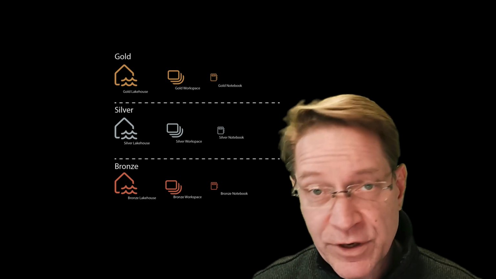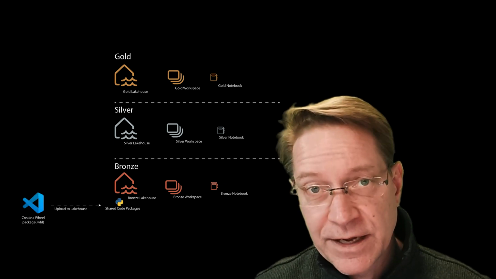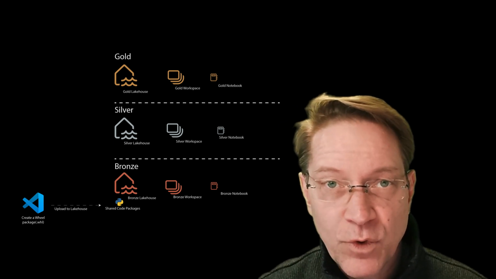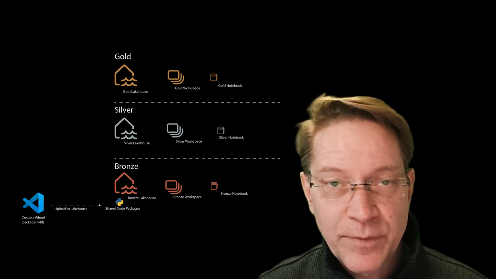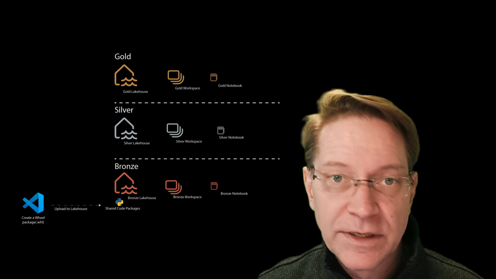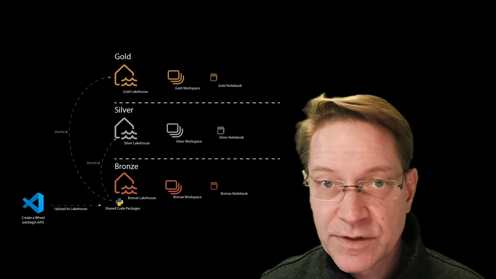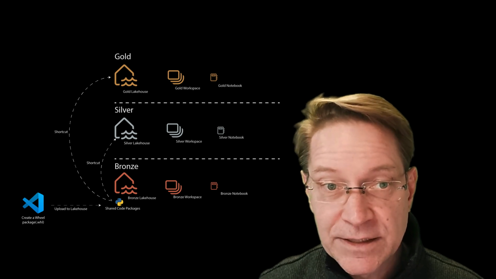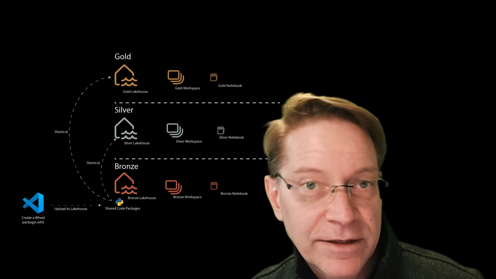The way I'm going to do that is generate a library. I'm going to use Visual Studio Code, but you could use any Python editor you want. Create a wheel library that I'll upload into one of the lakehouses. I'll put it in bronze. And then I'll create shortcuts from the other workspaces so that when I do update the library, I only have to maintain it in one place. So let's go ahead and get into the solution.